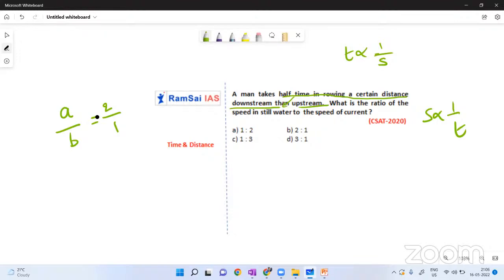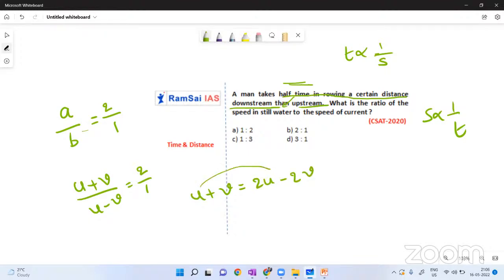So as speed and time are inversely in proportion, I am taking downward direction and upward direction as 2 is to 1. Okay, this is time. The given is time, but this is speed. Remember, A equal to U plus V. B is U minus V. Can I write it as U plus V equal to 2U minus 2V? So if I take U this side, it will be U. If I take V this side, 3V.